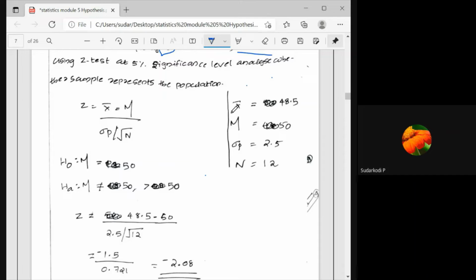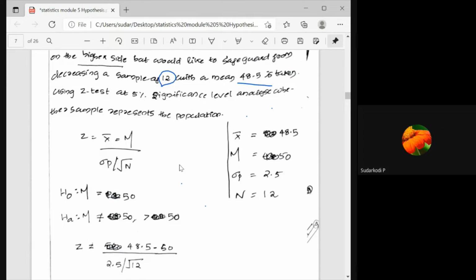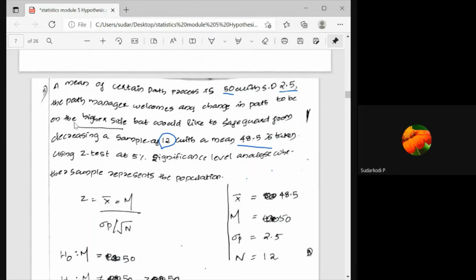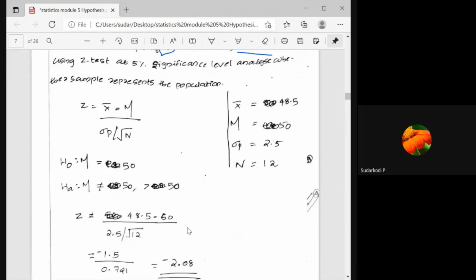See, again the same formula. The only difference between the previous two sums and this sum is that you are framing H naught: mu equal to 50. Mu is nothing but your population mean. Now, what has the manager told? After taking a sample, the manager wants the result to be only on the higher side. That means your mean should never decrease.